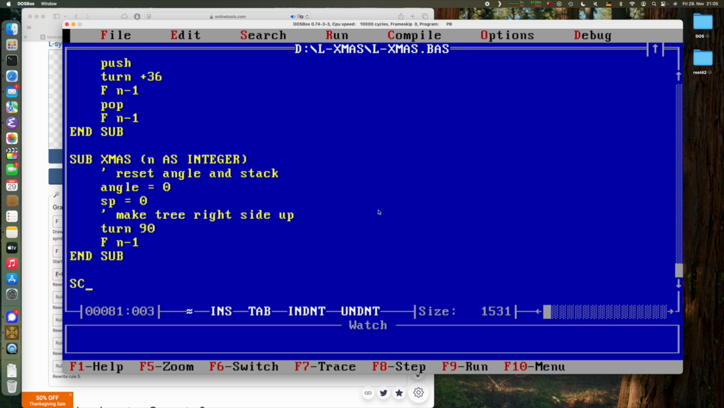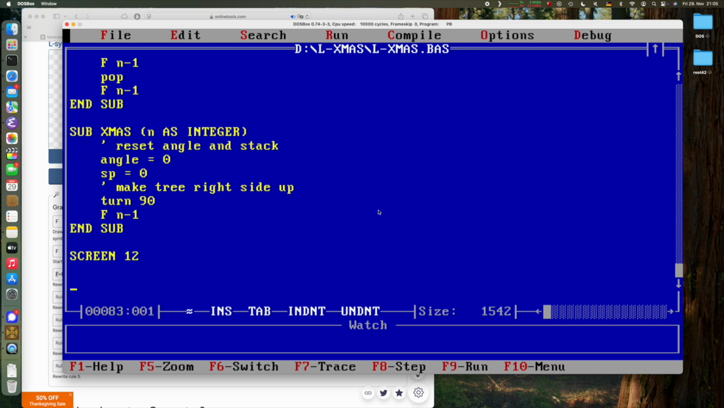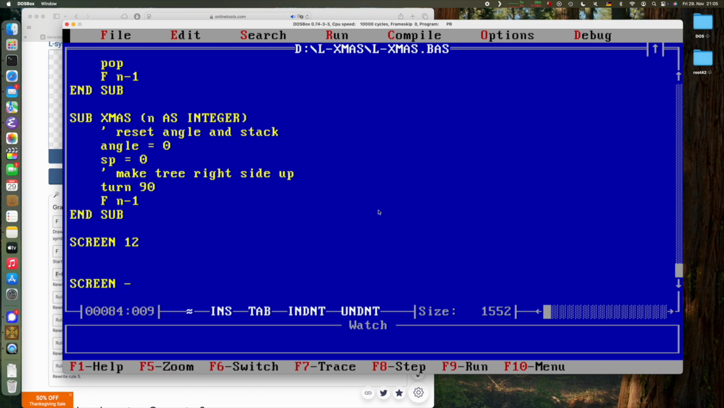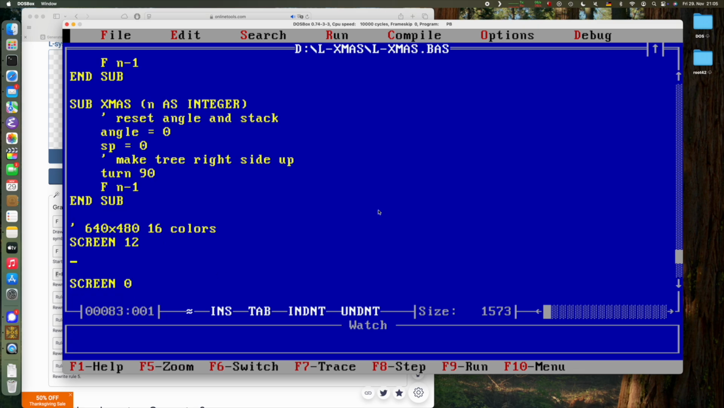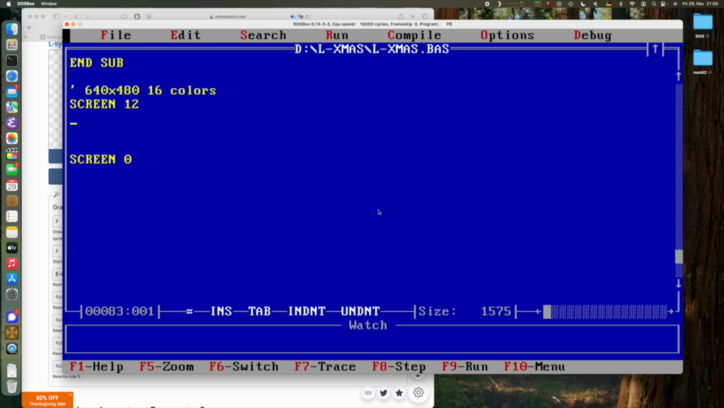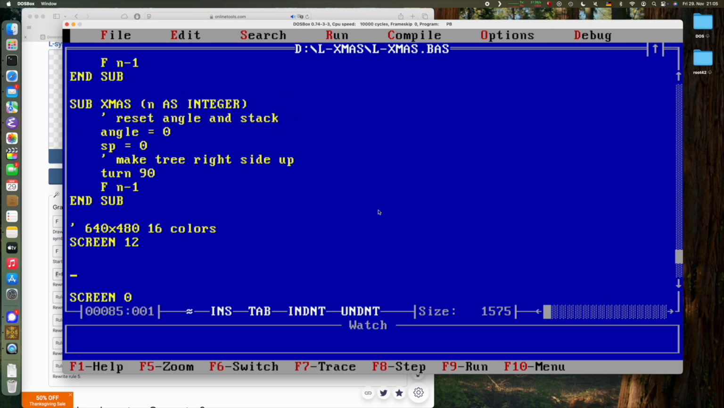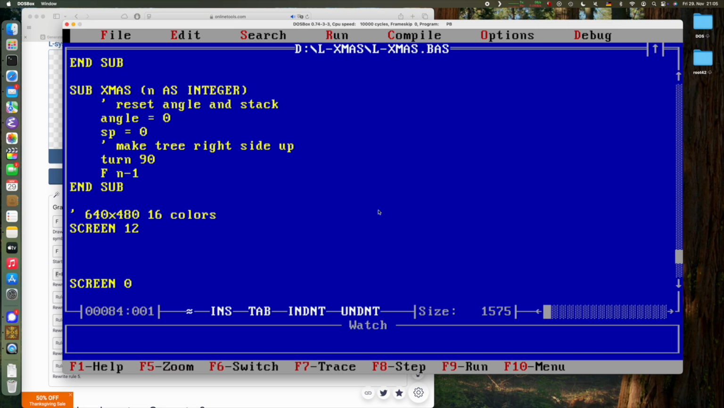Okay, then we switch to graphics mode, and so we don't forget it, we also switch back to text mode. This is 640 by 480, 16 colors, so you can actually see something and have a couple of colors on screen. Then we initialize the angle the first time. Actually, that's not needed because we have that here in the XMas routine. So let's leave that out. It might be in the final code that I post online, but yeah.